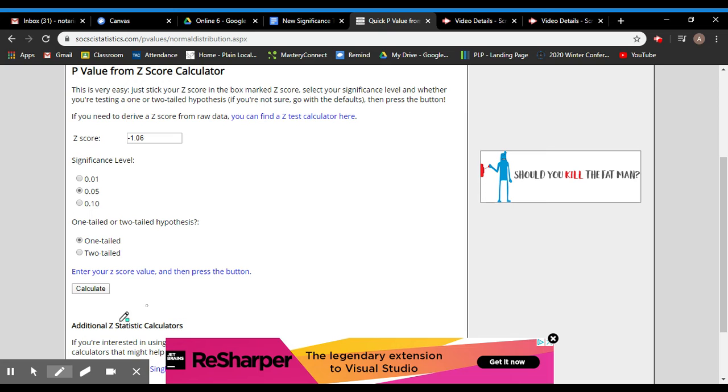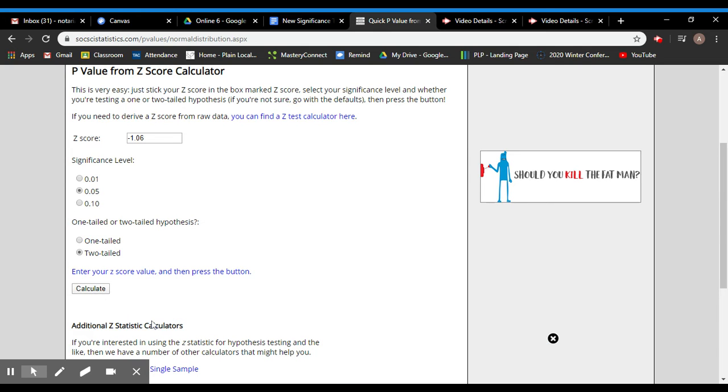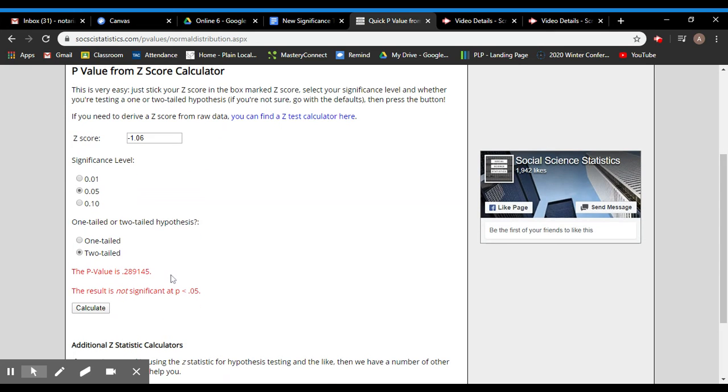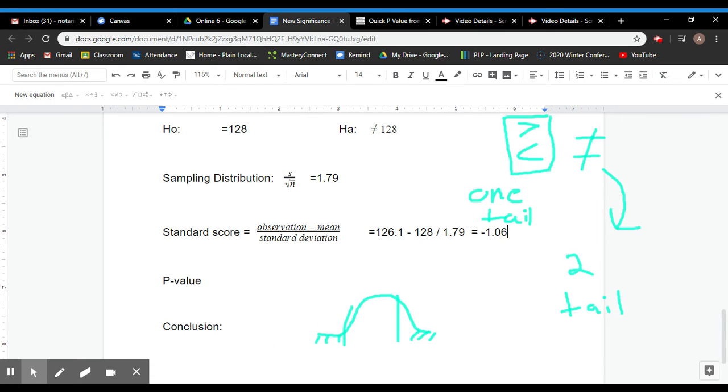All right. So we discussed it, and this would be a two-tail test because it does not equal, and then you just calculate. There we go. So my p-value is 0.289. Going back to my notes page, p-value equals 0.289. If you accidentally clicked one tail, it would give you a number that is half of this. You need to make sure you have it right. You're clicking on two tail if it's two tail, or one tail if it's one tail. Conclusion.